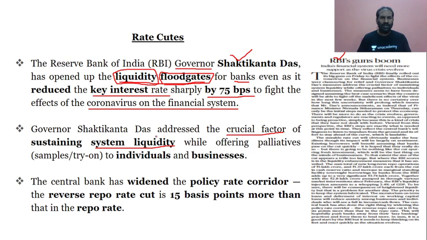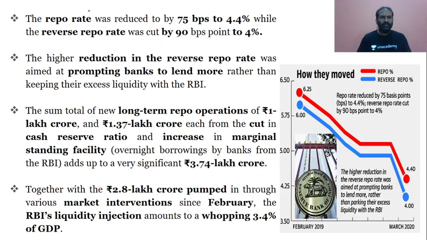The initiative, the floodgates opened by the RBI governor, that is the pumping of liquidity into the market. And the central bank has widened the policy rate corridor. As we are talking about, the repo rate was reduced by 75 basis points. The reverse repo rate was cut 15 basis points more than the repo rate. That means the repo rate is cut by 75 basis points, and the reverse repo rate has been cut by 100 basis points. So we will look at this, the repo rate, again in regards to the preliminary factual data.